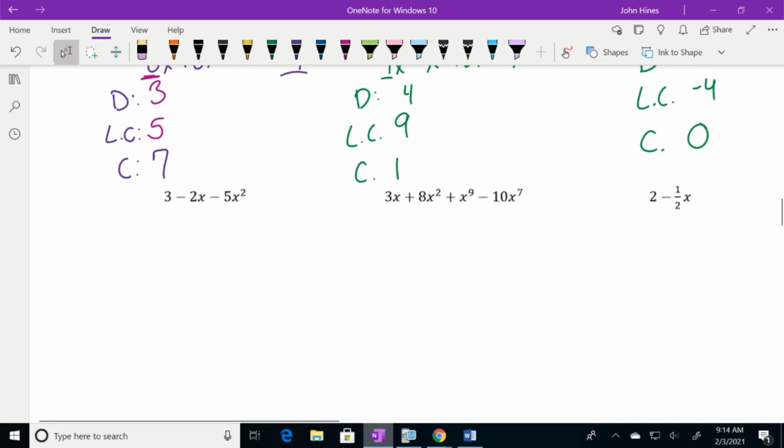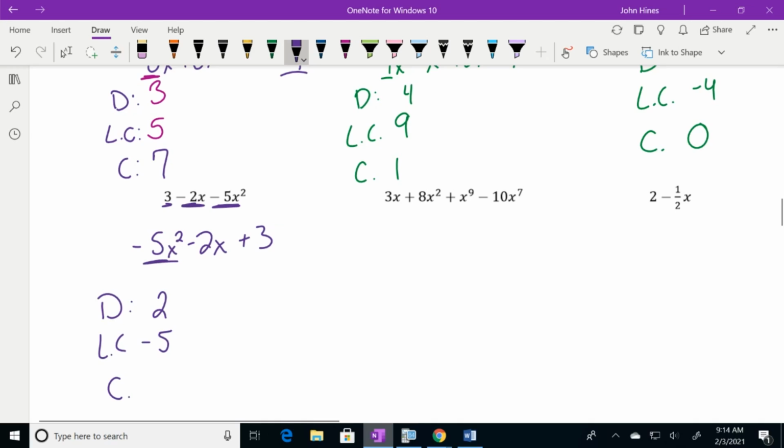Bottom row here. Here we go. This one's tough because you got to make sure you keep the signs with the terms. You got to keep the signs with the terms. -5x² is the highest power, minus 2x, positive 3. Degree, 2, leading coefficient, -5, all from that first term. So this guy here is called a trinomial. Like a tricycle has 3 wheels, this polynomial has 3 terms. It's a trinomial. You're going to hear me say that word a whole lot. Trinomials have 3 terms.